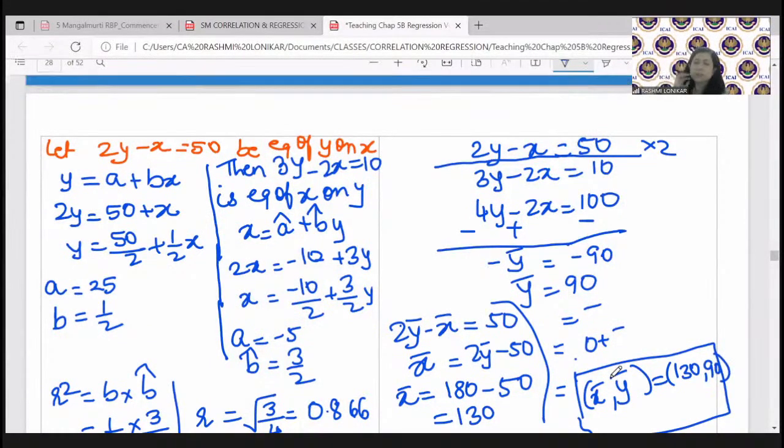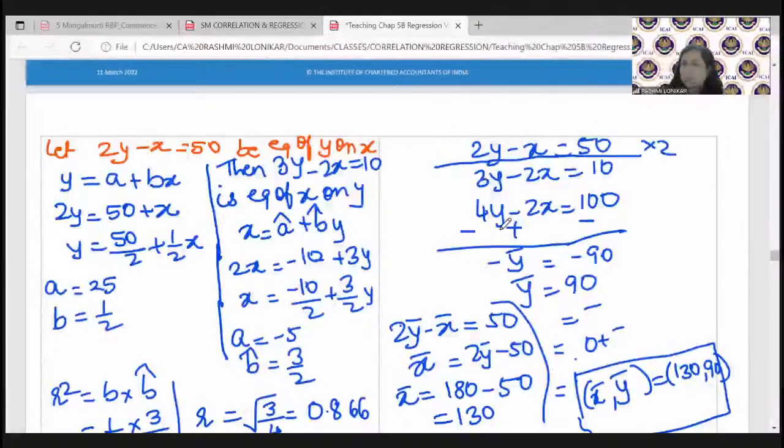Okay. So easily you are able to solve this. Once equations are given, I solve them simultaneously, and I get values of x bar, y bar. Then I have to take the assumption one equation as y on x, another equation as x on y. Then I find out b and b cap. I multiply them, I find out r square. If my assumption is correct, I will find that r value is less than 1 and the sign of both b and b cap are the same, so my assumption is correct.